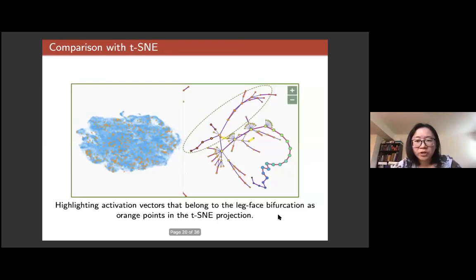Okay, so of course, one of the questions going back is, what's the difference really between the mapper graph and classic dimensionality reduction techniques? So in the tool itself, we also provide a comparison between the mapper view, which is on the right, and on the left, a t-SNE projection of the high dimensional point cloud. What we have circled is this particular branching structure we just focused on. We highlight the corresponding activation vectors and look at how they are distributed in the t-SNE projection on the left. So all the orange points on the left are the activation vectors projected using t-SNE. What's happening is that if you just apply traditional dimensionality reduction techniques to the activation vectors, you are not going to see those branching structures. That's really the main point here.